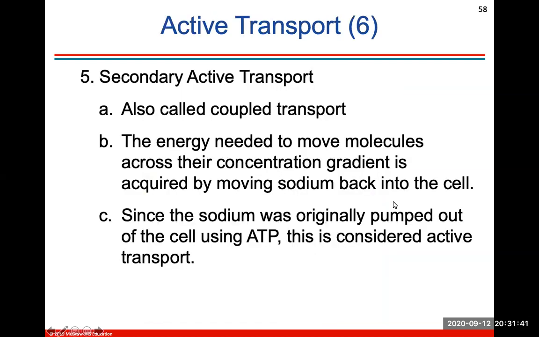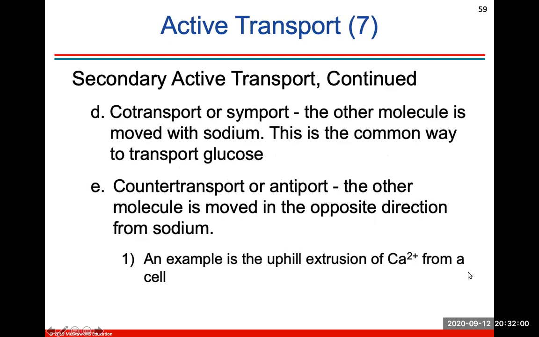Secondary active transport is also called coupled transport. The energy needed to move molecules against their concentration gradient is acquired by moving sodium back into the cell. So we call it coupled transport. Since the sodium was originally pumped out of the cell using ATP, this is considered active transport.